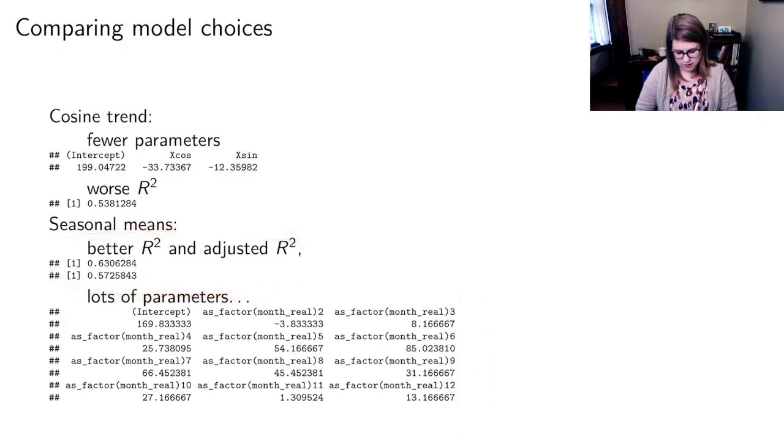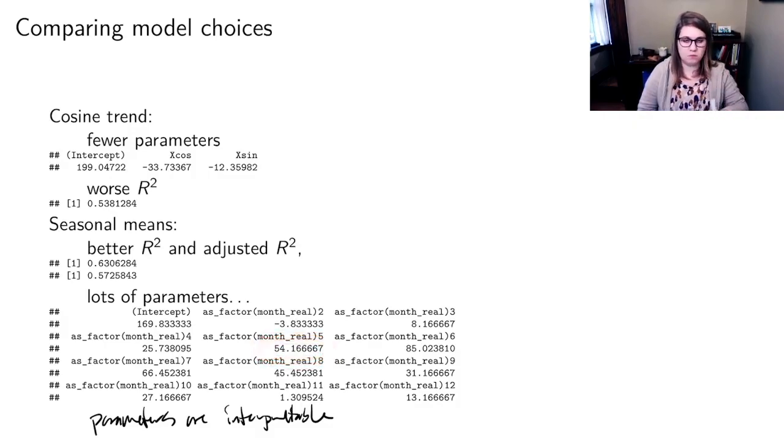It has lots of parameters, which is kind of a drawback, but it's also a benefit because those coefficients, the parameters, are interpretable. I can give you a sentence saying that, compared to January, in May we would expect 54, whatever, more imports of butter, versus I don't have a sentence for this negative 33.7. I don't know how to interpret that.